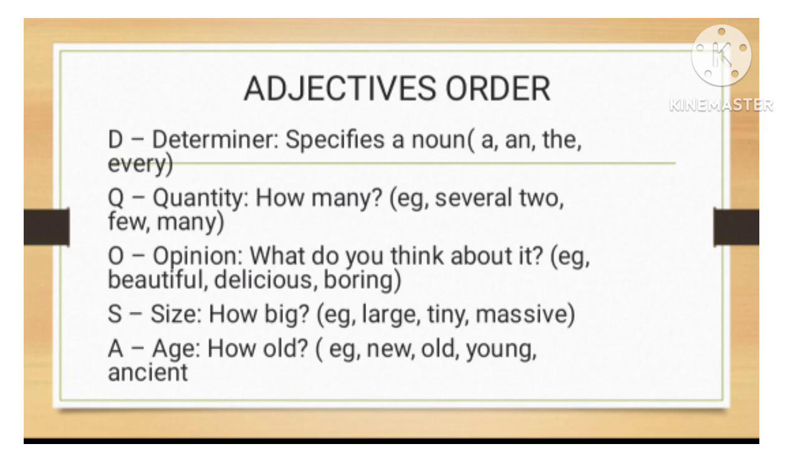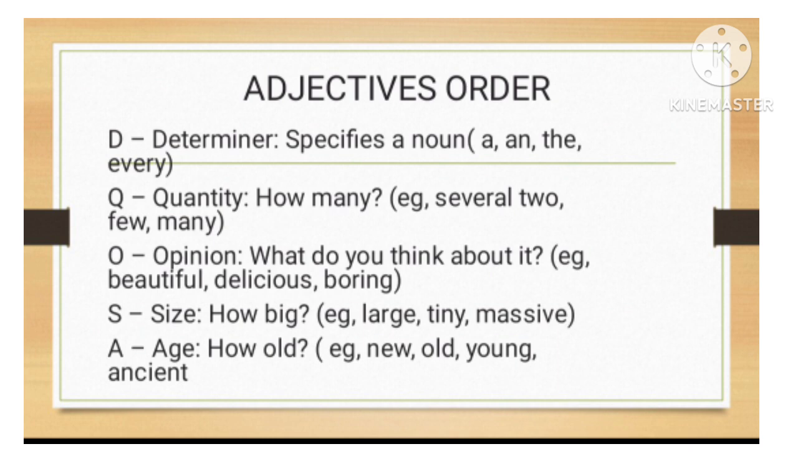Now we have D. D represents determiner. Determiners specify nouns, like a, and, they, every. The first thing that counts is determiner. Now after determiner we have quantity. Quantity answers the question how many. For example, several, two, few, many. After determiner we have opinion. Opinion refers to what you think about the noun. For example, beautiful, delicious, boring. Opinion refers to personal view about the noun.